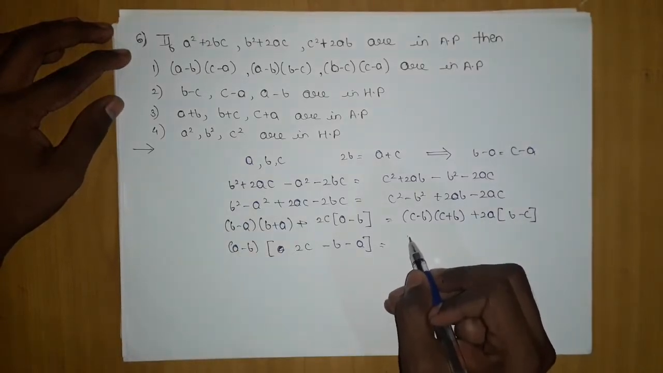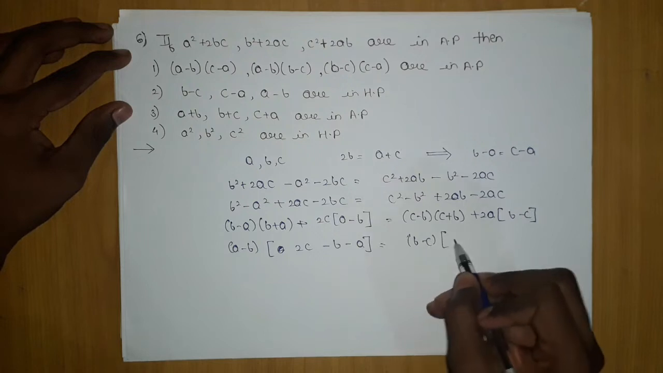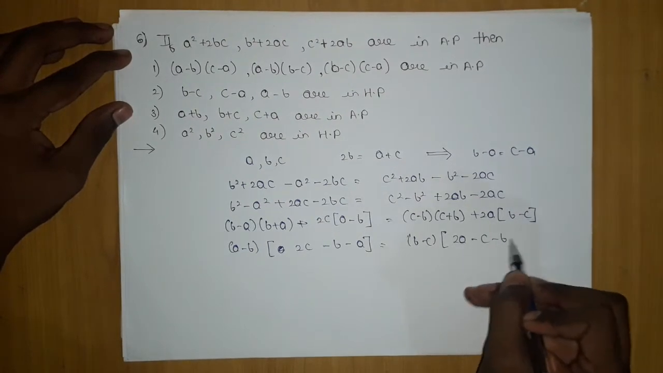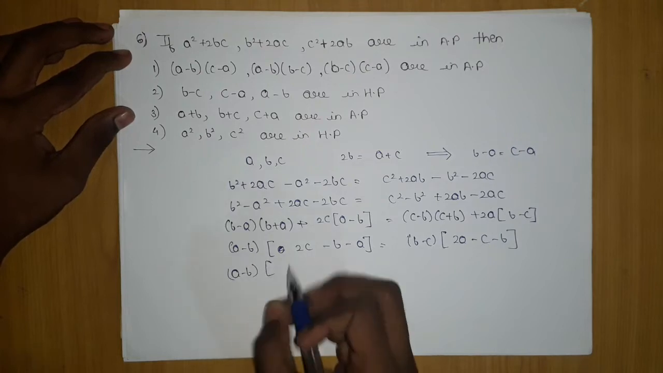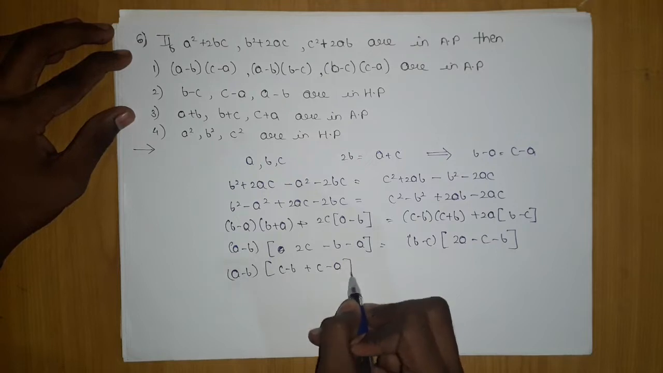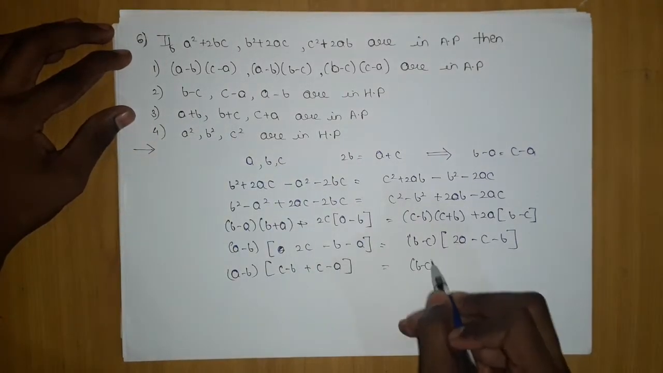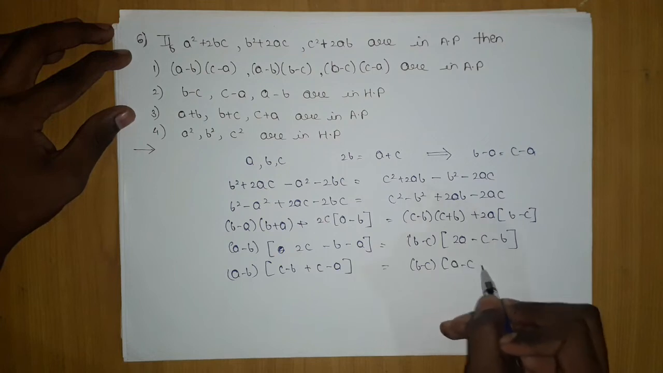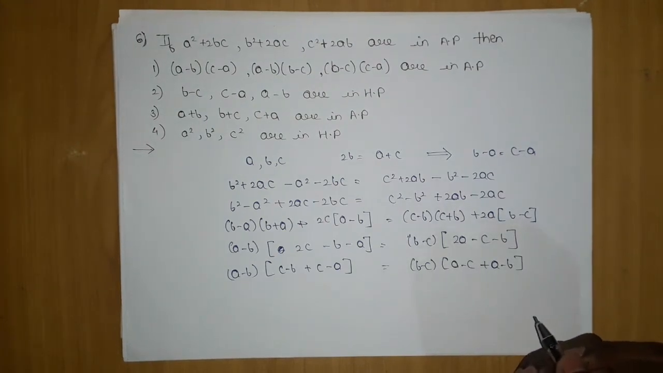Similarly, the same will happen here. I will take b minus c common. Okay, you can see the same thing here: 2a minus c minus b. After this step, a minus b, we can do one thing: c minus b, we can make it c minus a. Now you can see we are creating something very similar: b minus c, a minus c, and a minus b. So now we are doing something.